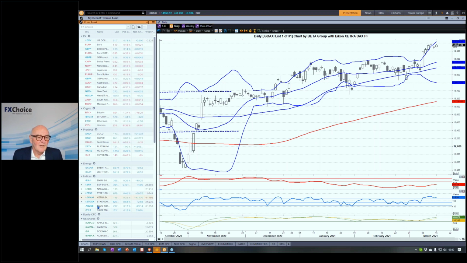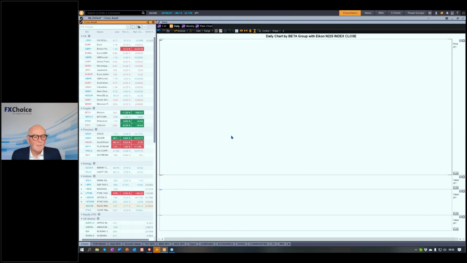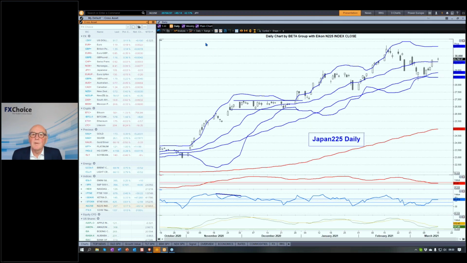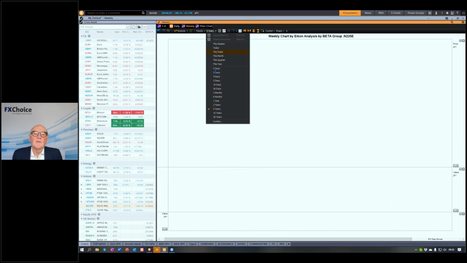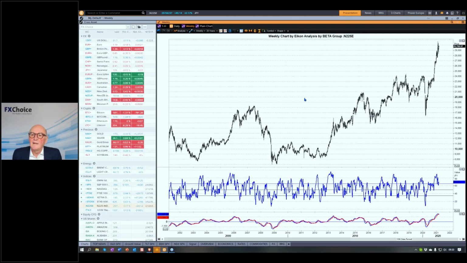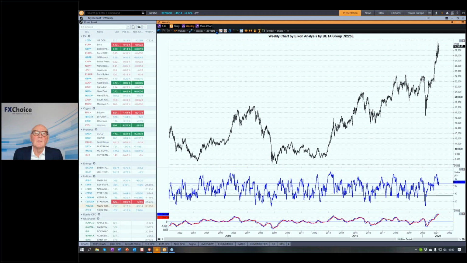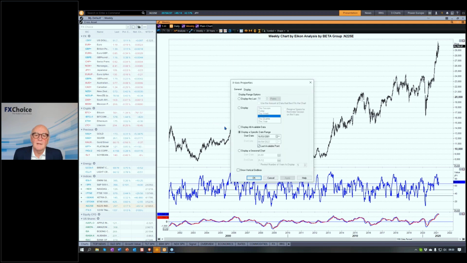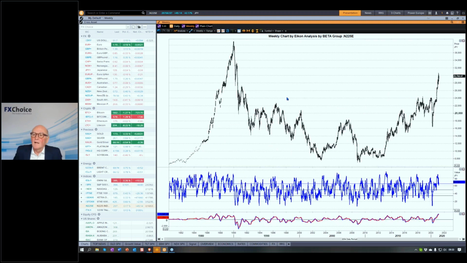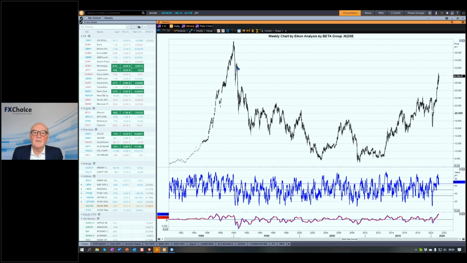But here's the one that I do like very much, and I just keep coming back to it. It's the Japan 225. I want to go to the weekly one here, to this enormous chart, and I want to go back actually about 30 years to show you what's happening here. So here's what we're doing. This is a massive move. We're approaching some resistance here, but the resistance is light.